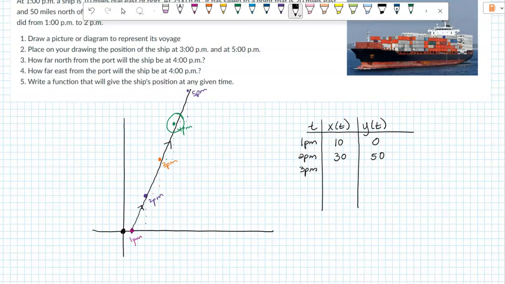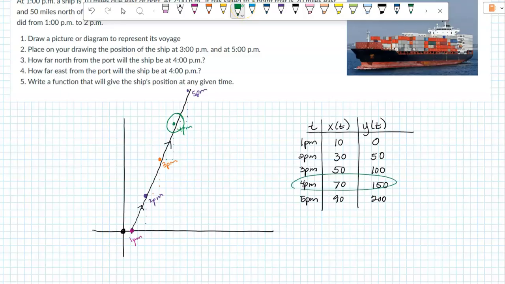At 3 p.m., we would have gone 20 more miles to the east, so now we're at 50 miles east, and then 50 miles north of where we were before, so from 50 to 100. At 4 p.m., we'd be at 70 miles east and 150 miles north. And then at 5 p.m., we'd be 90 miles east and 200 miles north. So this table can help us see what's going on here.